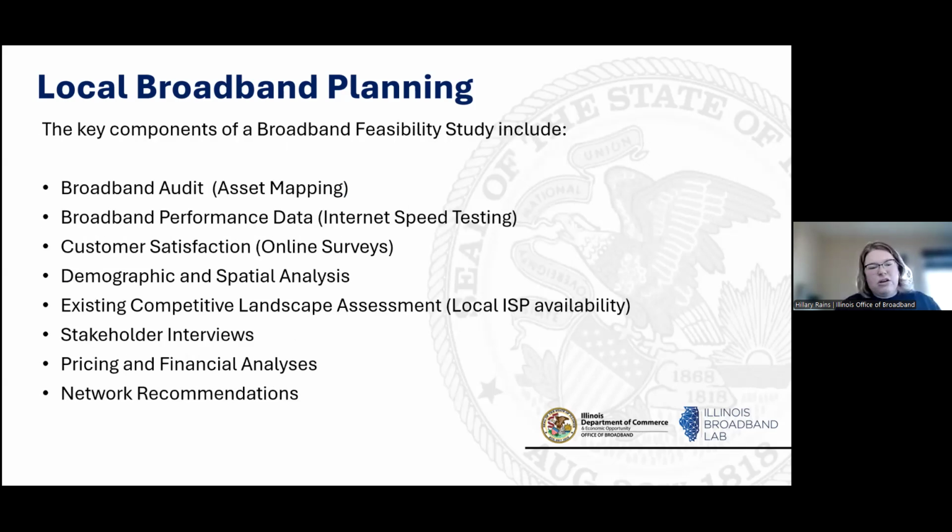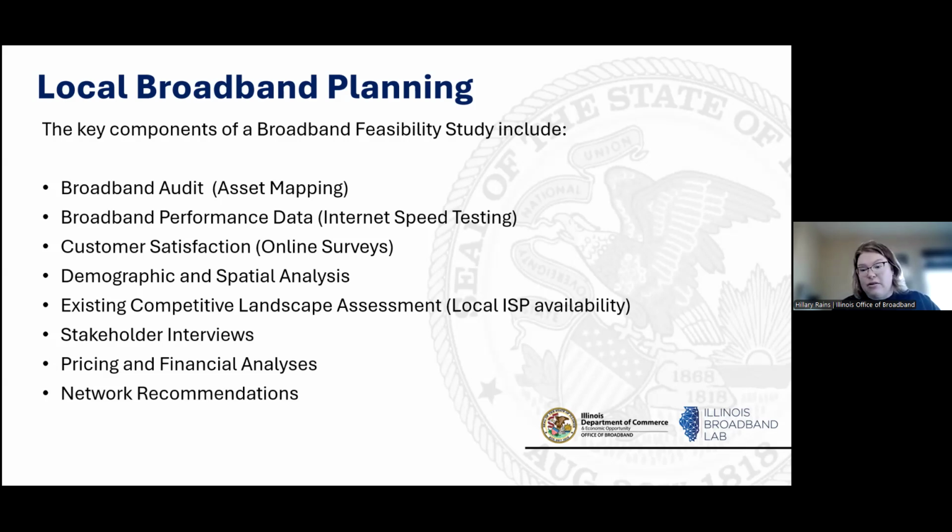You have some key components here too, like doing a broadband audit, asset mapping situation. Not only that, internet speed testing. We did a lot of that this summer when we did the BEAD challenge, because that's a good way to see where your speeds are and whether it's reliable throughout the day, right? If everybody is on and you get really low speeds, but if nobody's on, you get really high speeds, that's something to know, right?